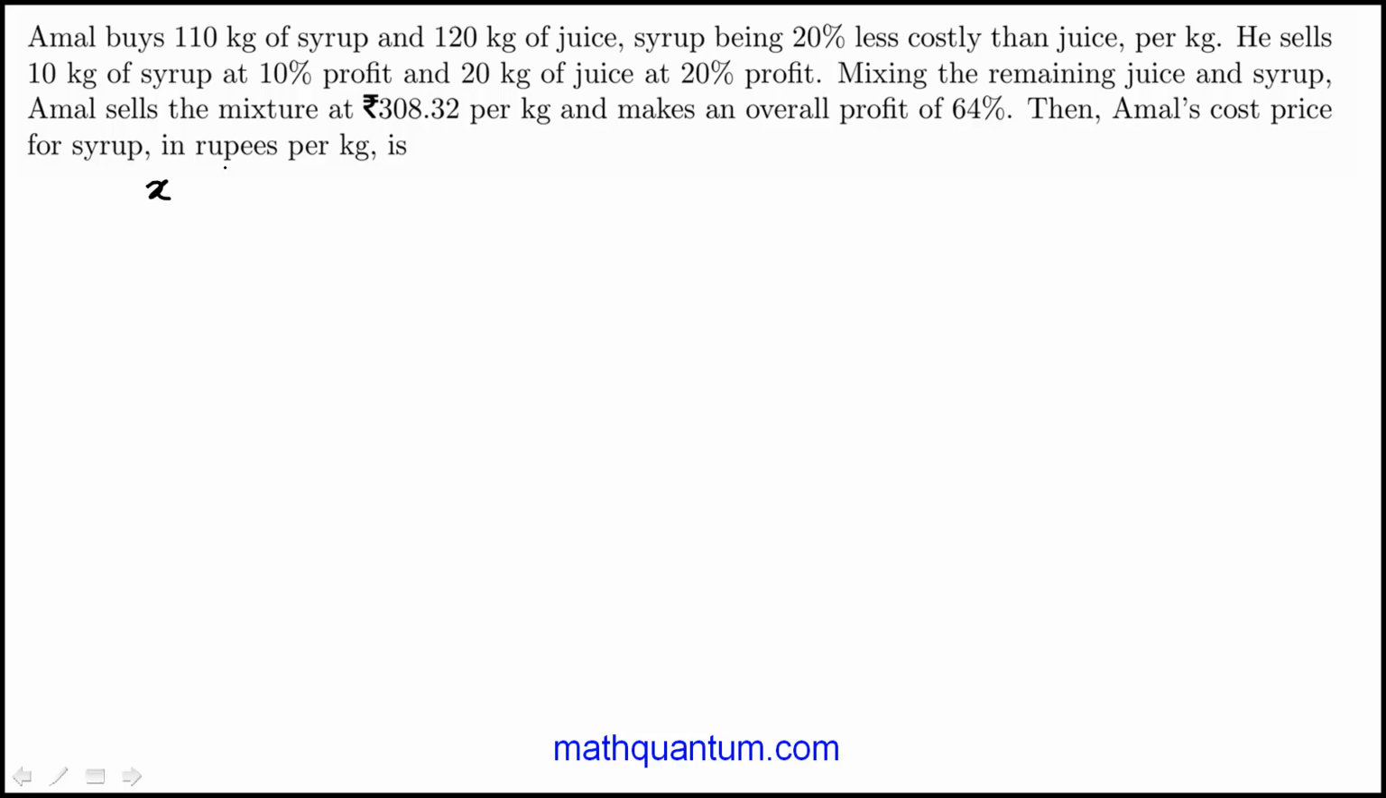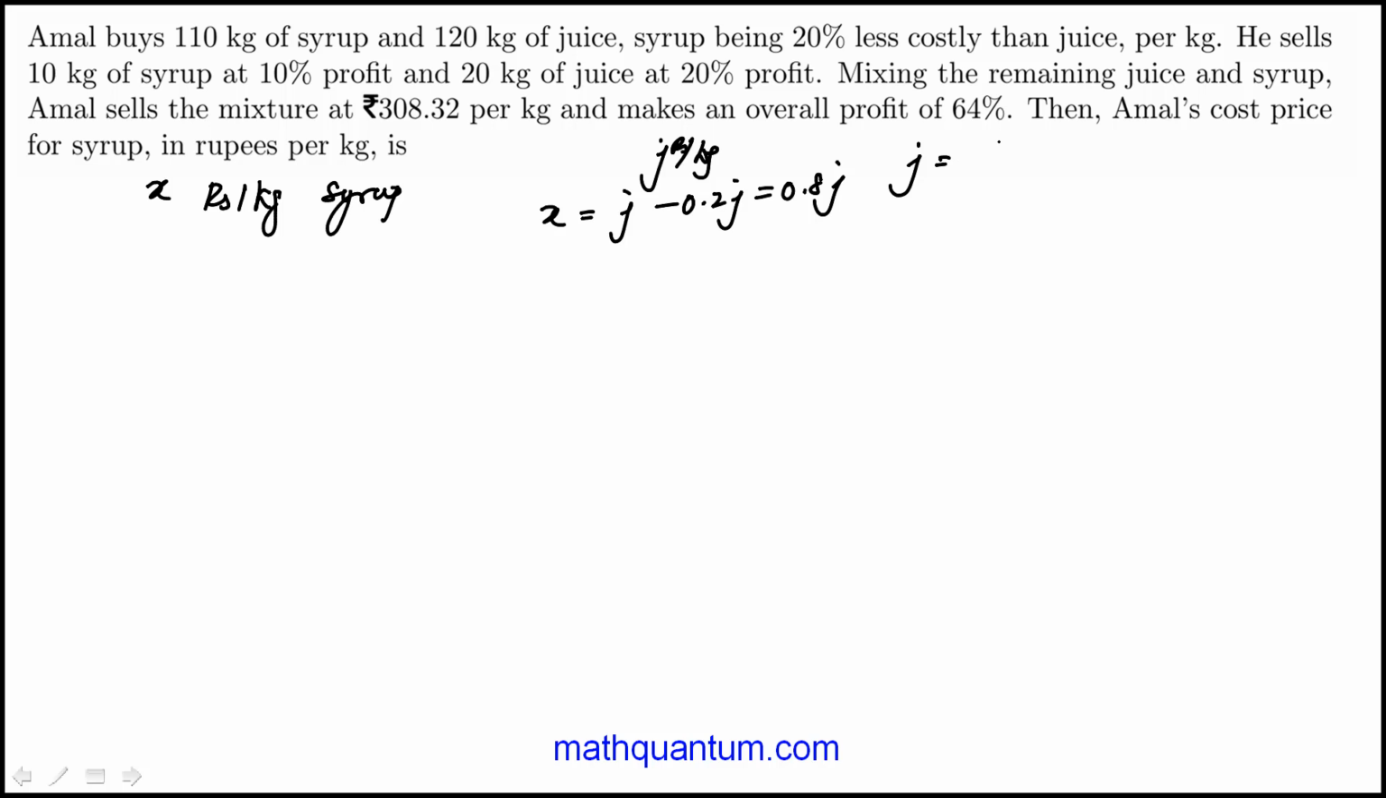So I use the variable x to represent the cost in rupees per kilogram for this syrup. And we're told that the syrup is 20% less costly than juice. So if the cost of juice is J rupees per kilogram, then we're told that x is equal to J minus 0.2J. And I'm doing this so I can represent the cost of this juice, rupees per kilogram, in terms of the cost of syrup. So that would be x over 0.8 or 1.25x rupees per kilogram.